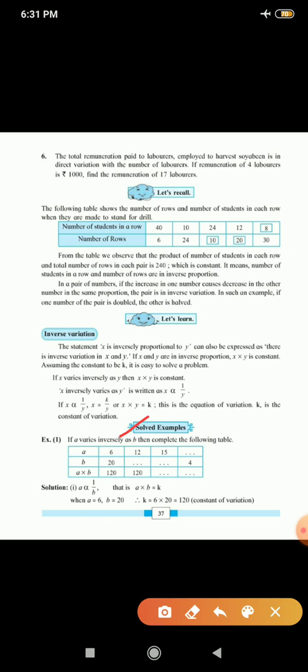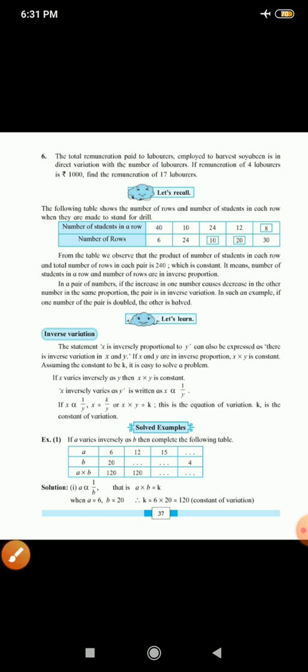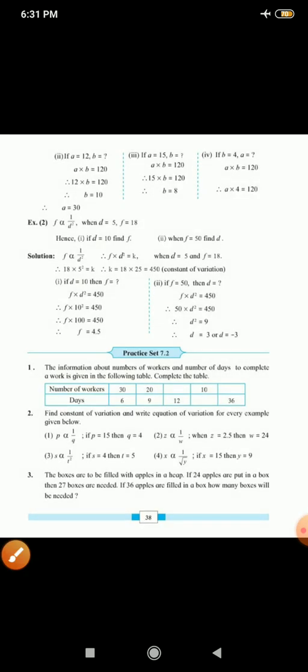A varies inversely as B, that is, A into B is equal to K. When A is equal to 6, B is equal to 20. Therefore, K is equal to 6 into 20, which is 120, the constant of variation. Now let us go to the next page.